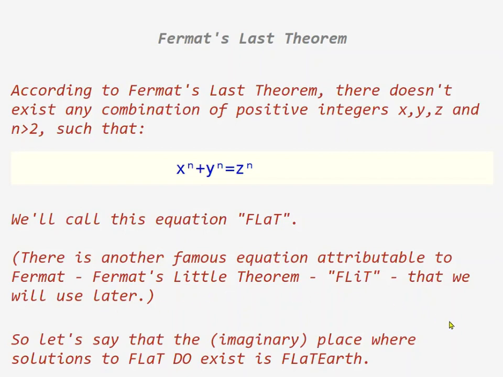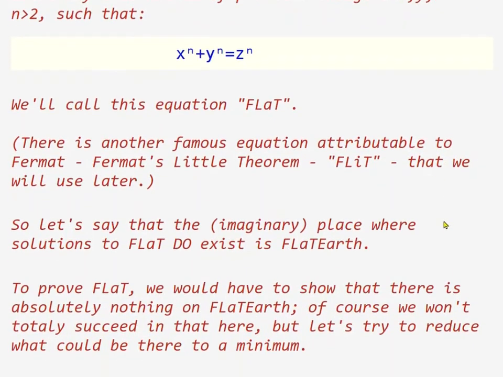So let's say that the imaginary place where solutions to flat do exist is flat Earth. To prove flat, we would have to show that there is absolutely nothing on flat Earth. Of course, we won't totally succeed in that here, but let's try to reduce what could be there to a minimum.